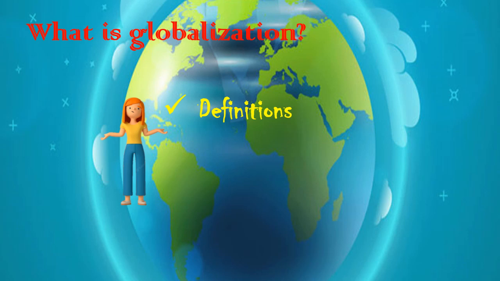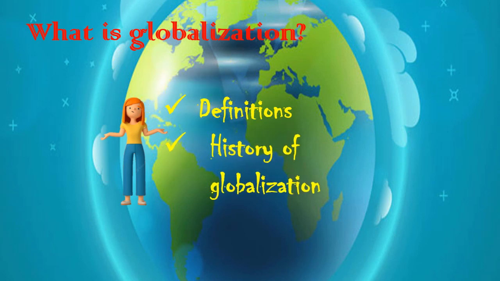Like that, we have so many scholars: Arjun Appadurai, Roland Robertson, George Ritzer, as I said, Ulrich Beck. Each and every scholar has provided so many definitions. I draw here only three definitions. I think it's enough to get an idea about globalization. Next, I'm going to talk about the history of globalization.